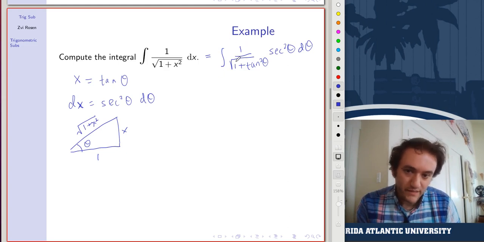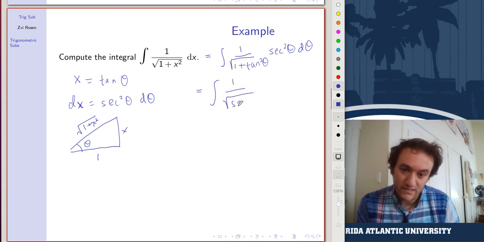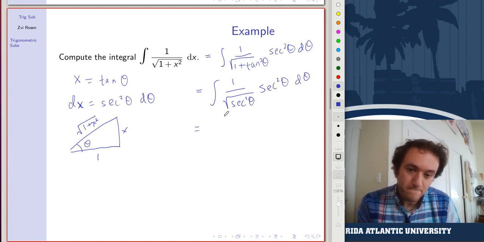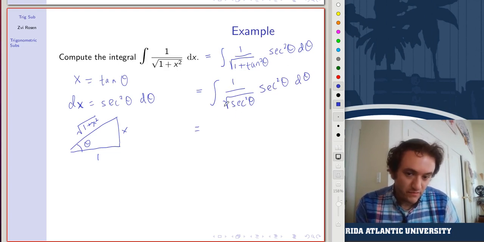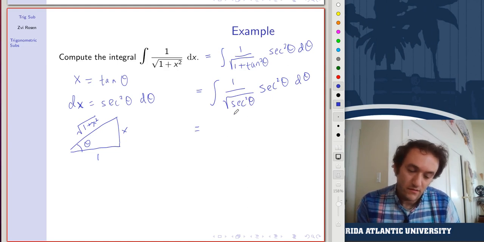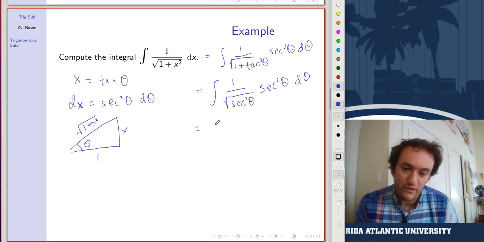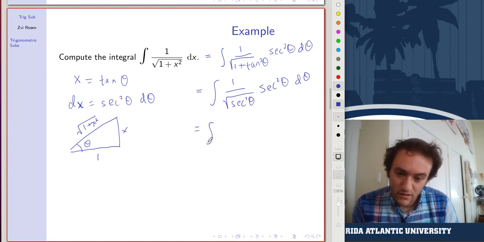So reducing this using Pythagorean identities, we have the integral of 1 over the square root of secant squared theta, times secant squared theta d theta. Here we have a single power of secant theta, because the square root of secant squared is secant. And we're assuming that secant takes positive values for the values of theta we're interested in. So we're left with the integral of secant theta d theta.